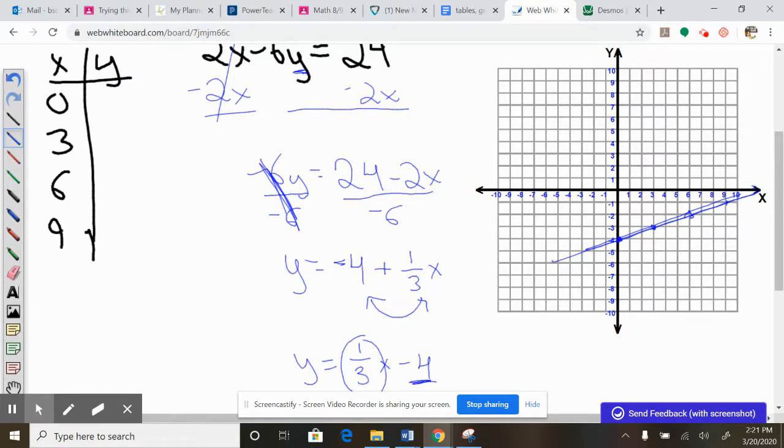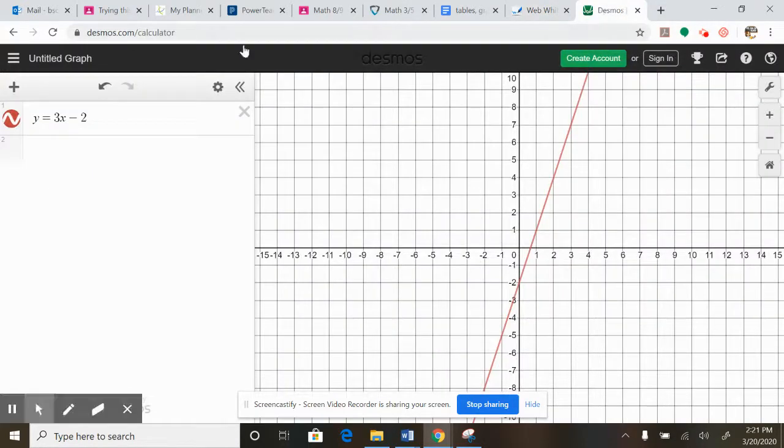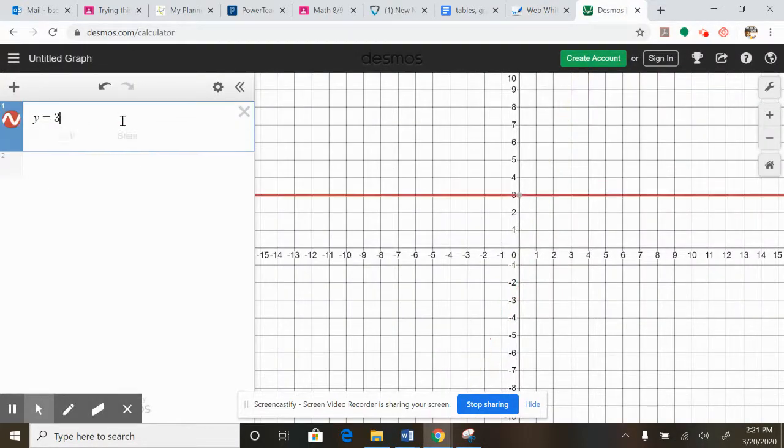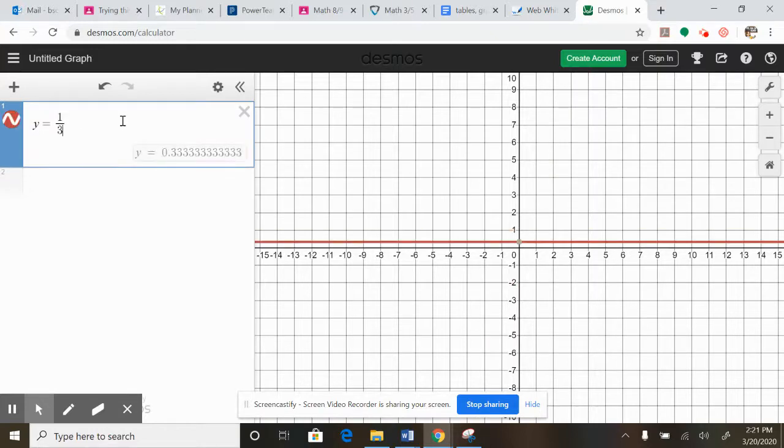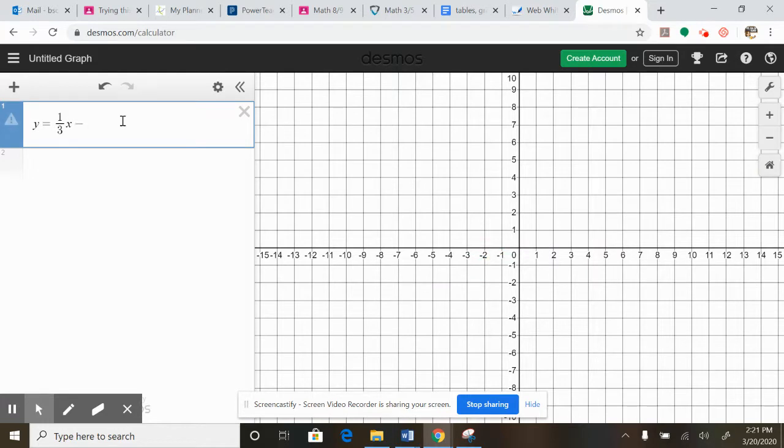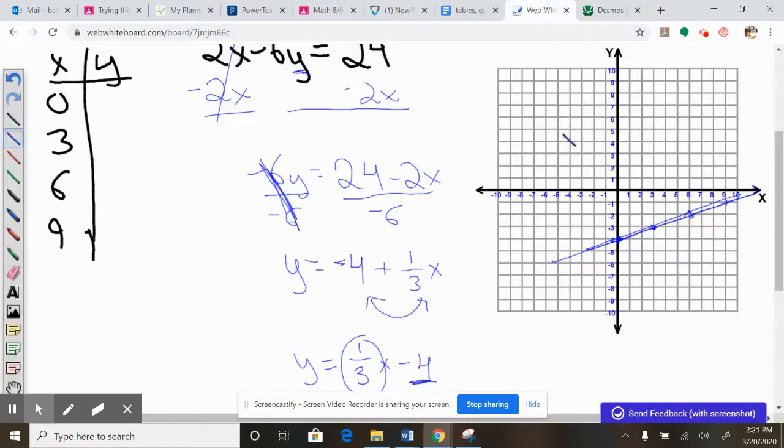Again, you can also go to Desmos and just type that in. This is from the last video. So 1/3 x minus 2, was it? Oh, minus 4. 1/3 x minus 4 would look like this. Again, you could just screenshot that into the assignment and copy it in there. But that is just going from the equation to the graph so far. I still have to fill out this table.